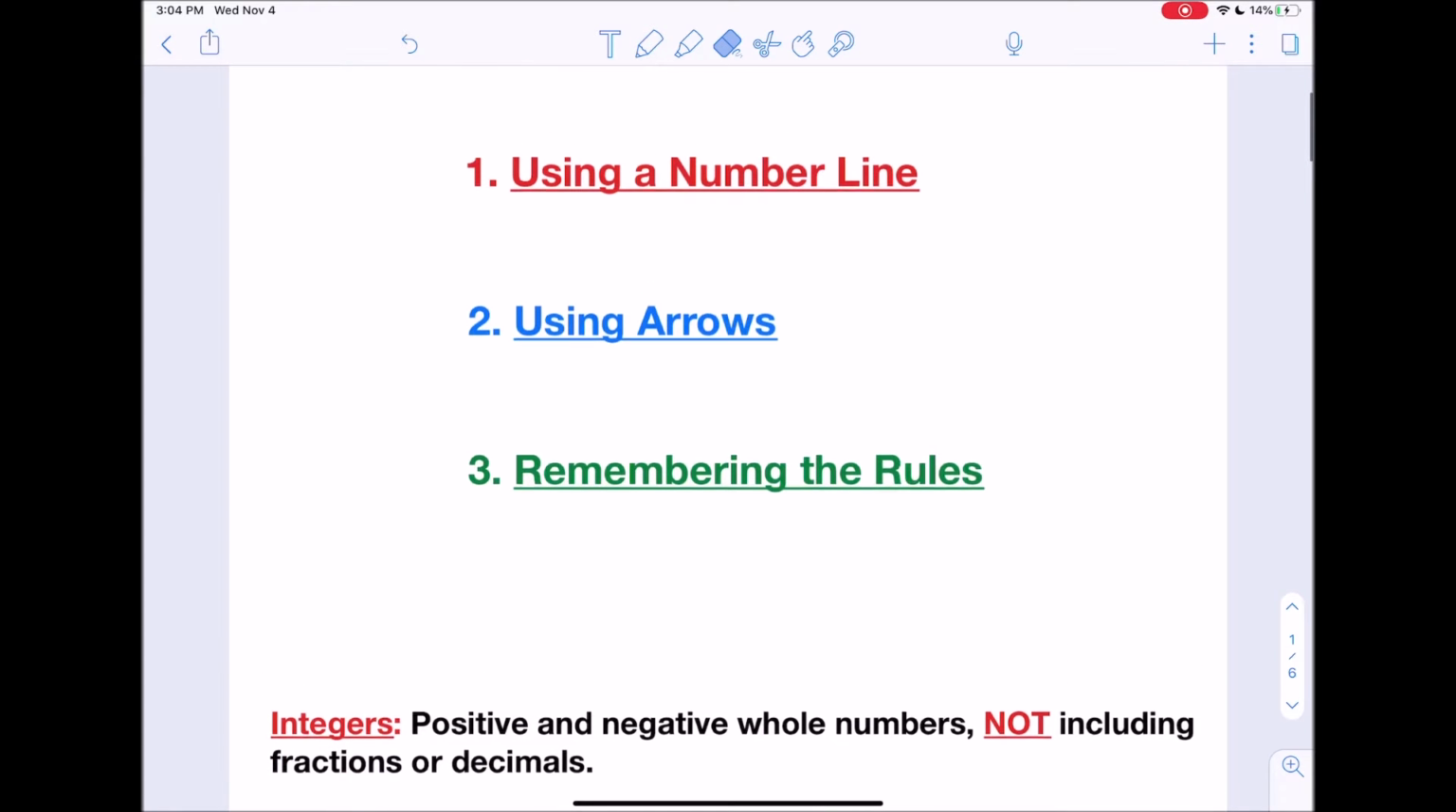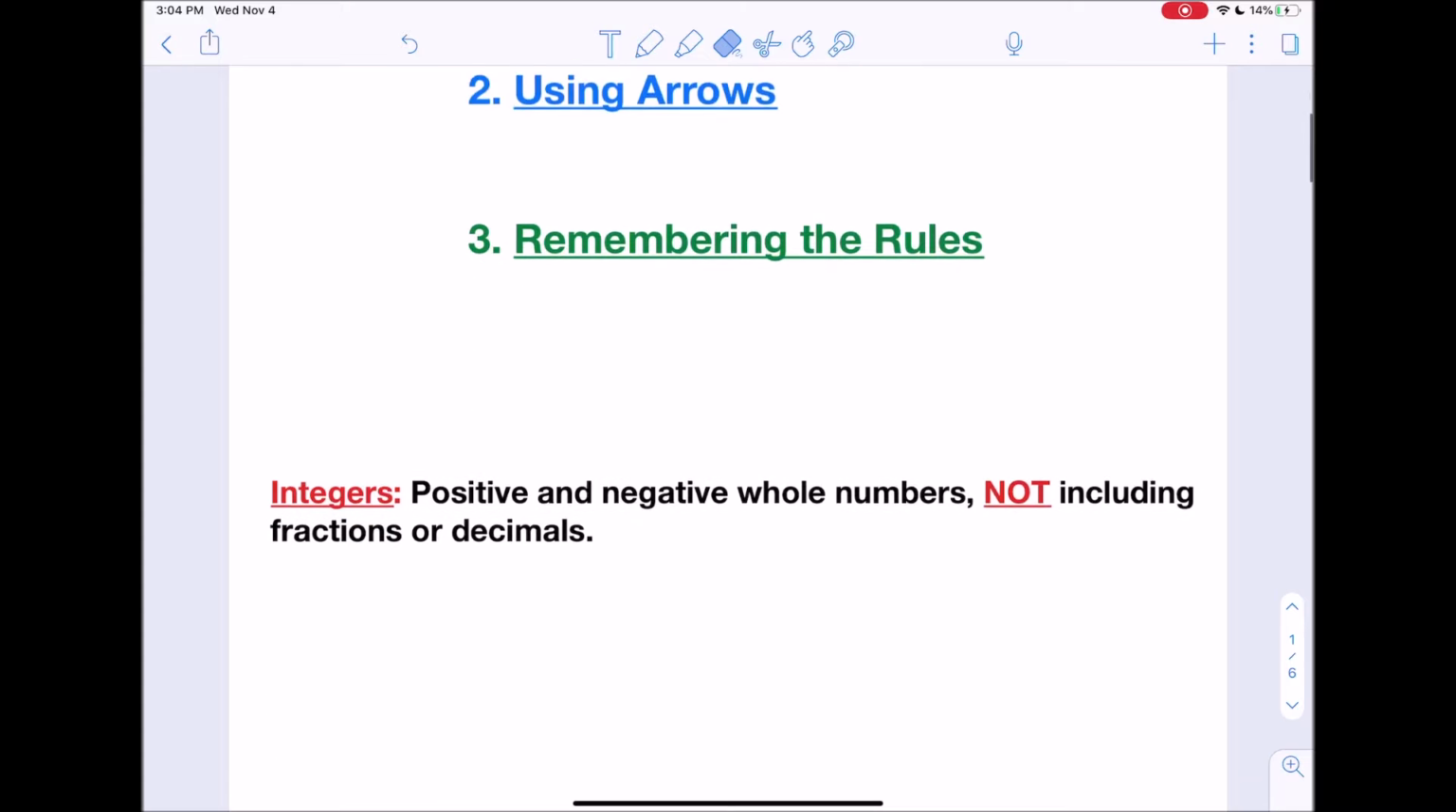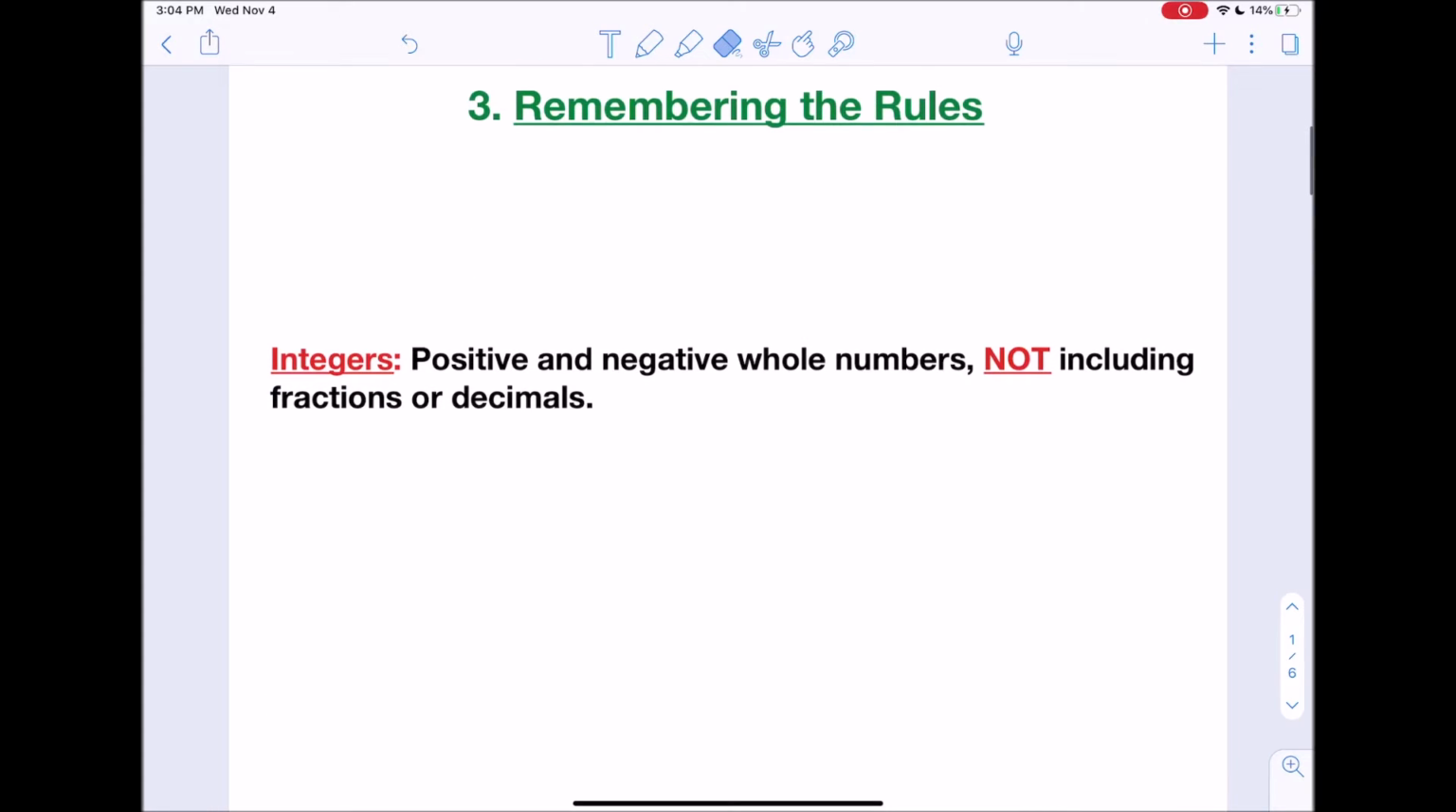But before we begin, if we're adding integers, we should know what integers are. So integers are the positive and negative whole numbers on the number line, but they do not include fractions or decimals. Okay, so positive and negative whole numbers, no fractions, no decimals.